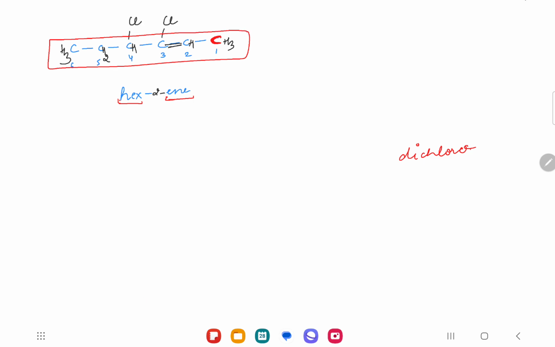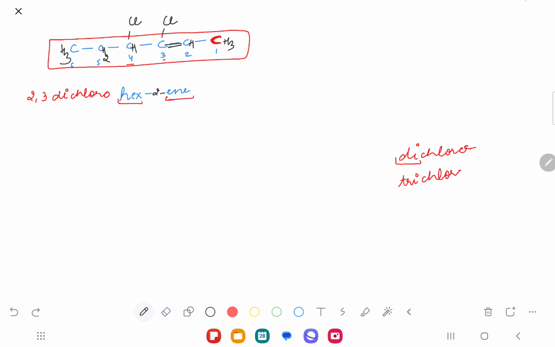So you write it down as dichloro. Do you understand? And at what numbers? At third and fourth positions it is getting connected. So you will write it down as 2, 3 dichlorohex-2-ene. So understand that whenever a single group is connected twice or thrice, you say dichloro or trichloro or tetrachloro.